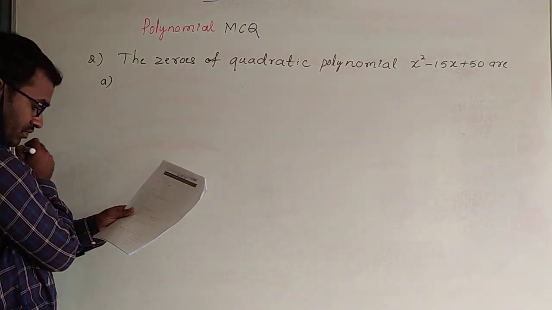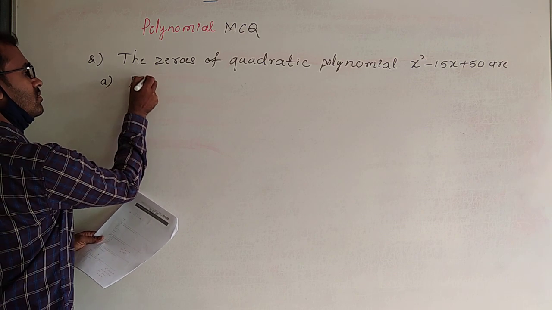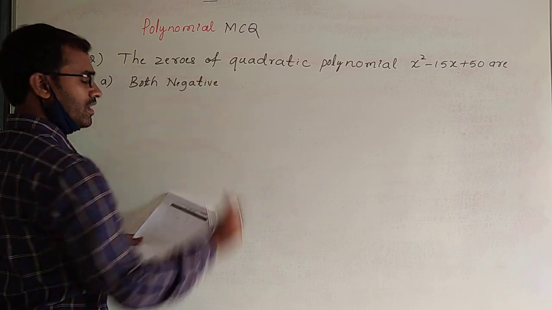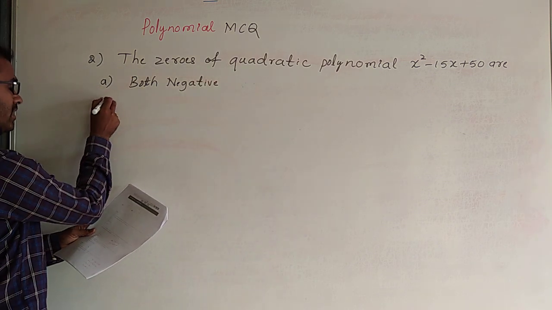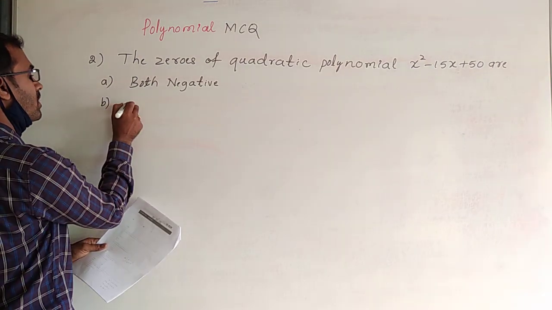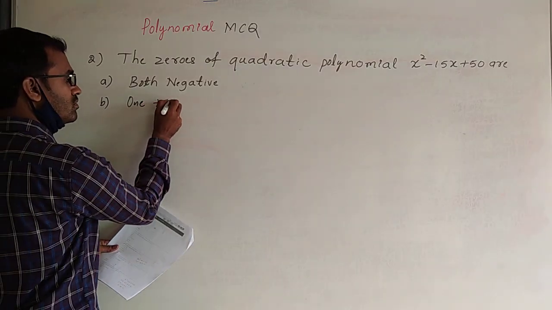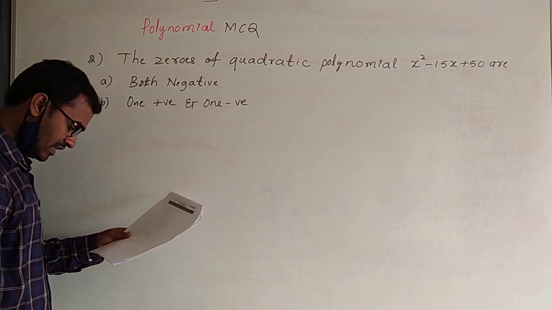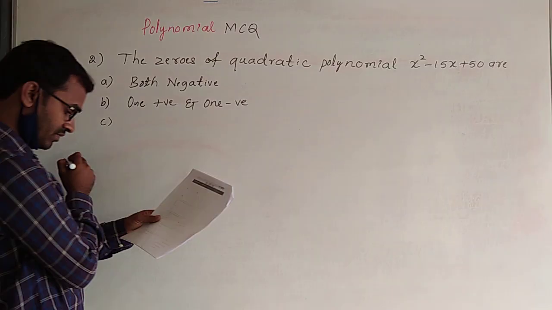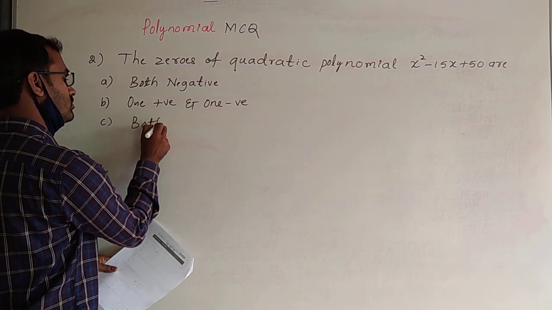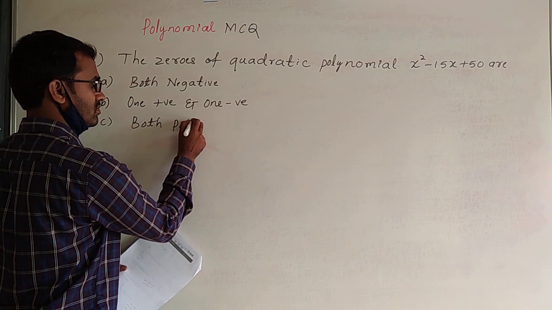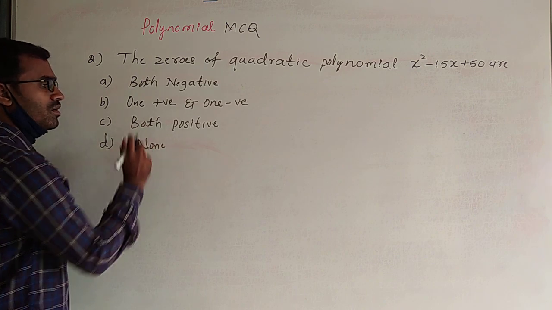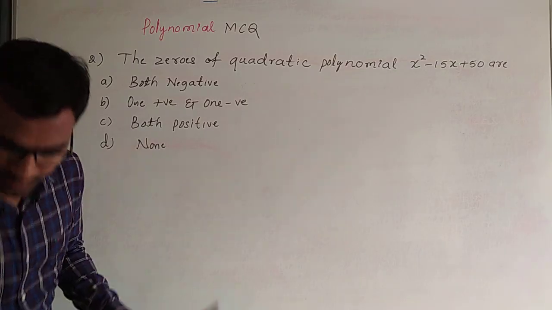Option A, both negative. Option B, one positive and one negative. Option C, both positive. Option D, none of the above.